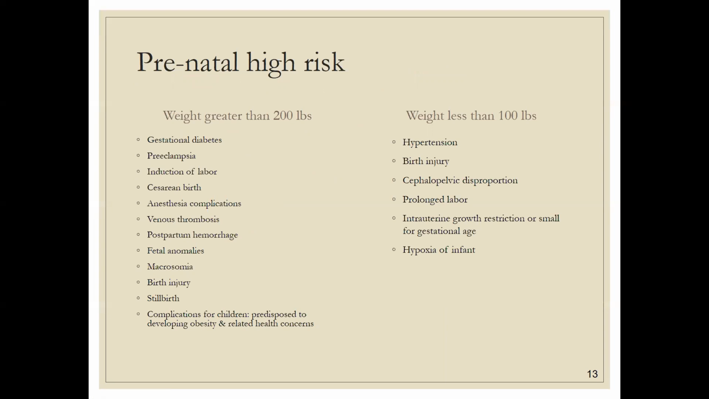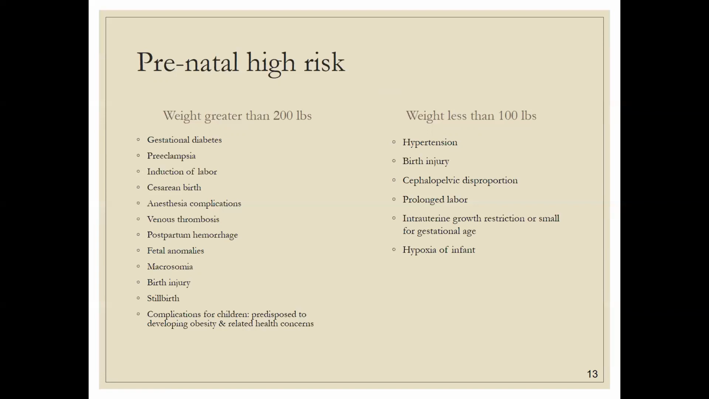All right, prenatal high risk. Weight greater than 200 pounds. If they're greater than 200 pounds, then they're at a greater risk for gestational diabetes, preeclampsia, induction of labor, a cesarean birth, anesthesia complications, venous thrombosis, postpartum hemorrhage, fetal anomalies, macrosomia, which is a baby more than 8 pounds, 13 ounces, birth injury for baby trying to get out, stillbirth, and then complications for children, which would be like predisposed to developing obesity and related health concerns after they're born.